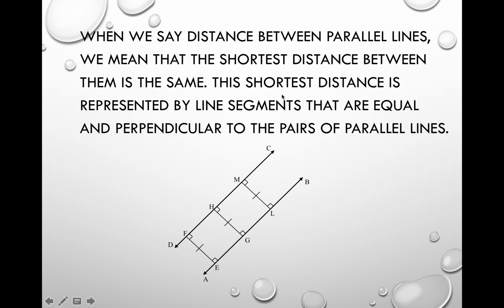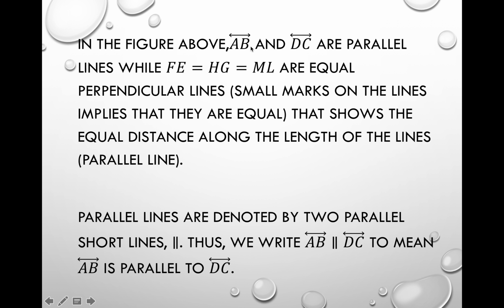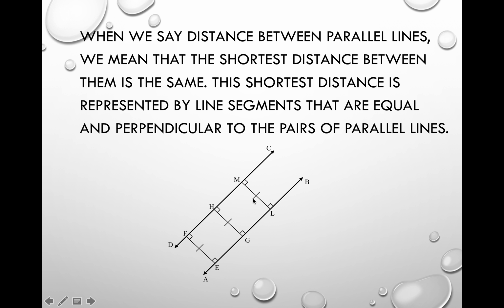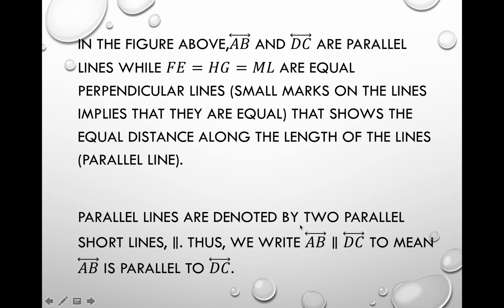In the figure above, meaning this one, line AB and DC are parallel lines, while FE, HG, ML are equal perpendicular lines. Small marks on the line imply that they are equal. So if you see this one line and we're wondering why those are there, it's just letting you know that the distance between F and E, H and G, and M and L are exactly the same. So if this one was 2 inches, this one would be 2 inches, and this one would be 2 inches. That shows the equal distance along the length of the parallel lines.